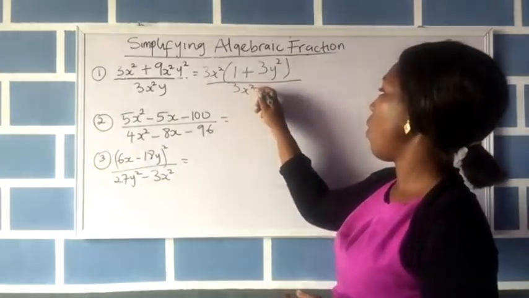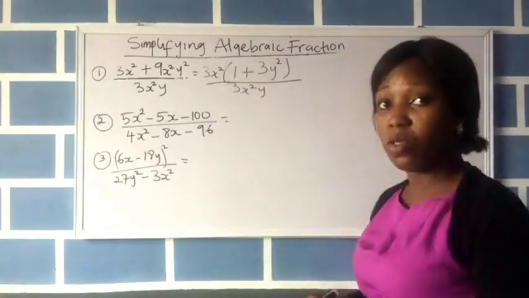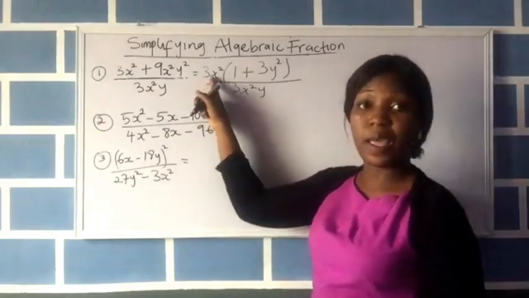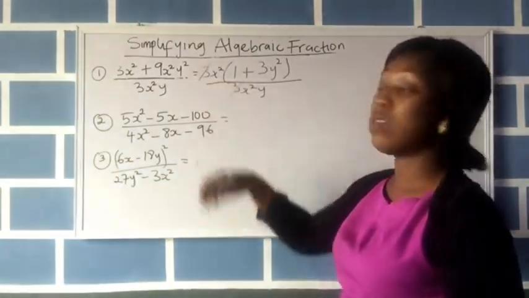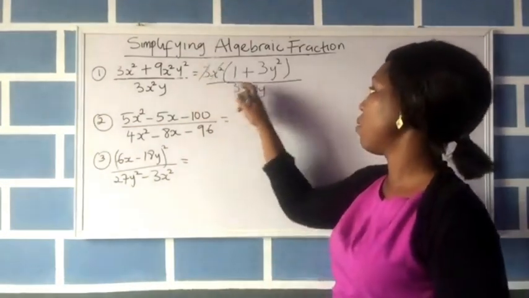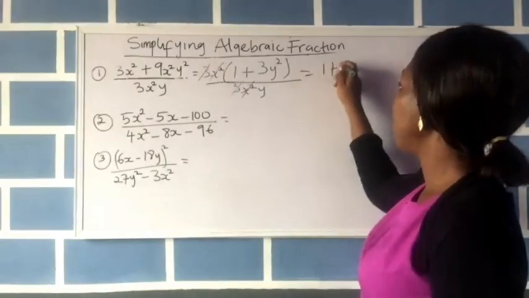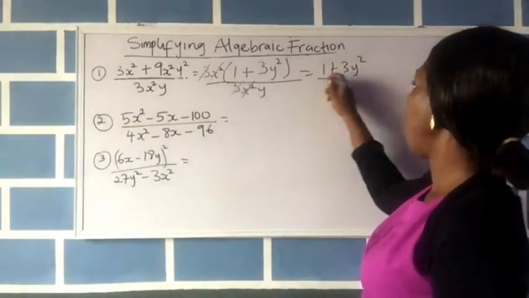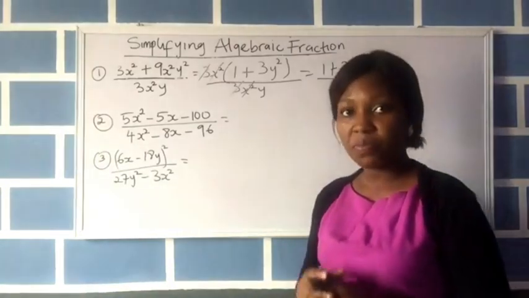3x squared y. If you check my numerator and denominator, I have 3 here and 3 down there. So I'm going to divide and cancel it out, and my x squared also divides. What's remaining here will be 1 plus 3y squared over y, and that becomes my final answer.